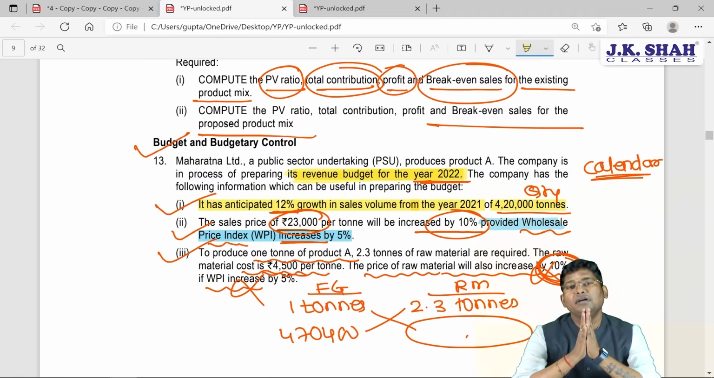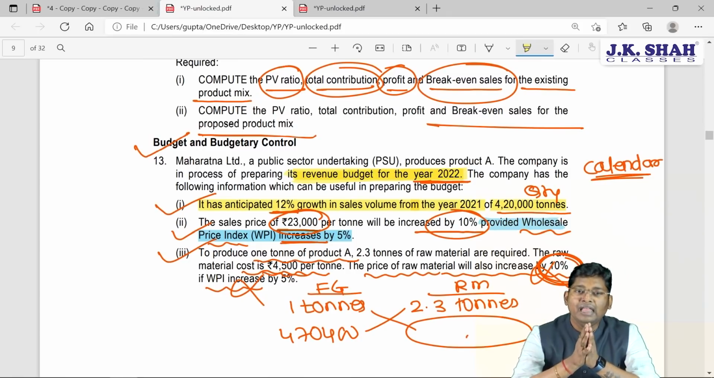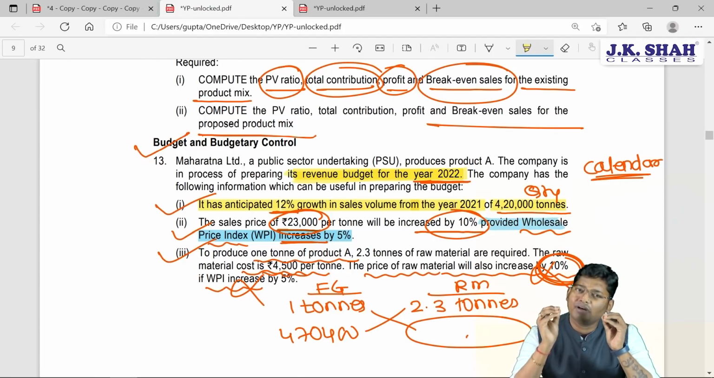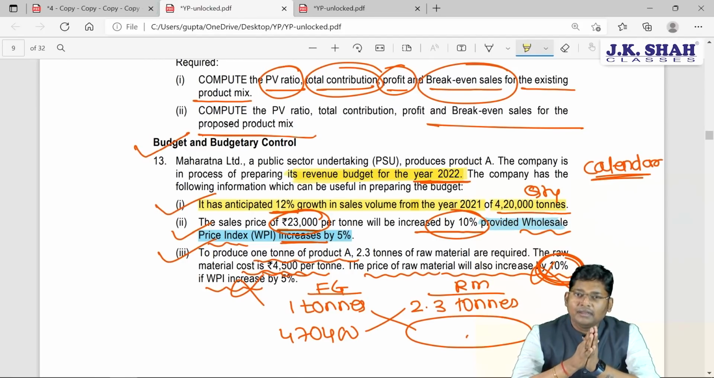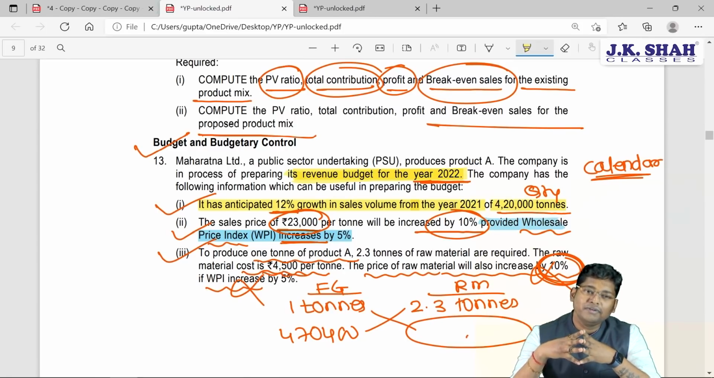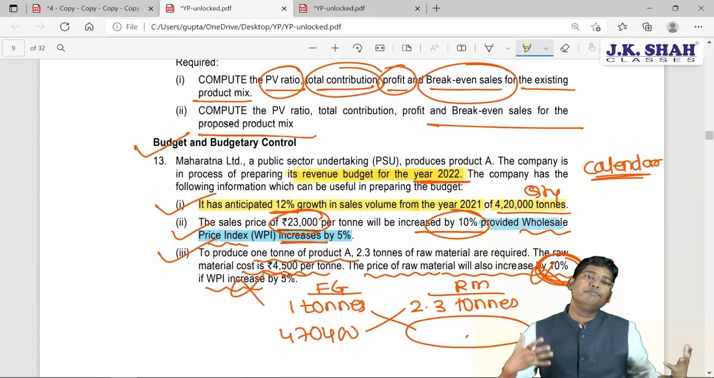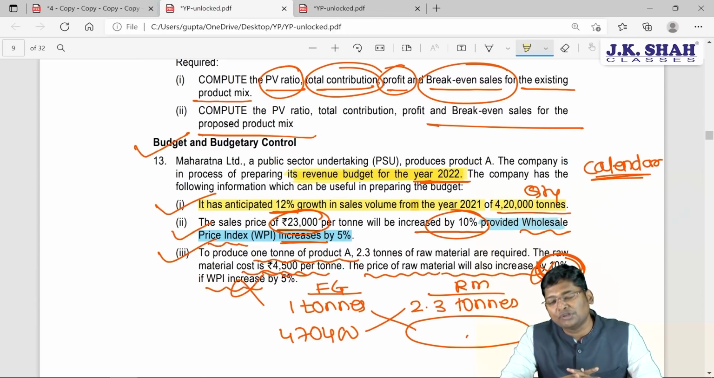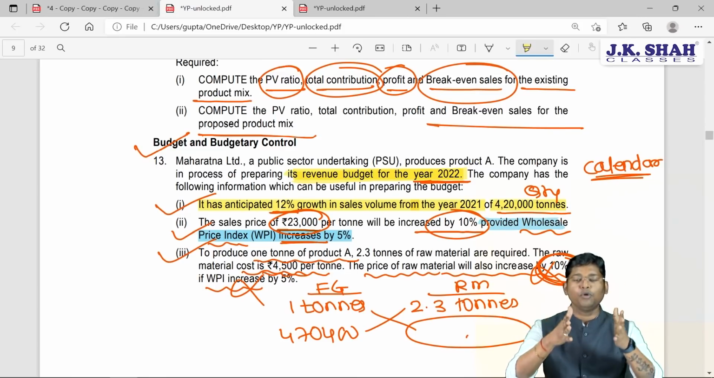Guys, before appearing for the examination, kindly revise all these 13 questions thoroughly one more time, so that the cost and management paper you are going to appear for, you will feel a comparative comfort level while solving all the questions, as almost all the concepts of your syllabus are covered in this RTP. So kindly focus one more time on this RTP.